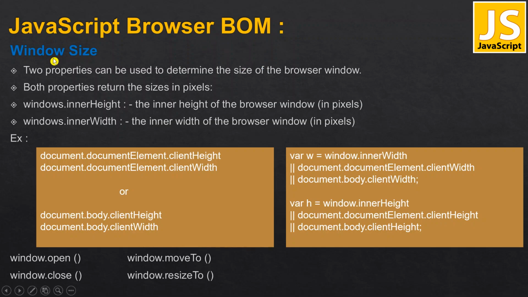In this class we will discuss window size. How to access the window's height and width and some of its properties, by using the BOM methodology, the Browser Object Model. In the earlier class we had studied what BOM is. In this class we will discuss some examples related to BOM.